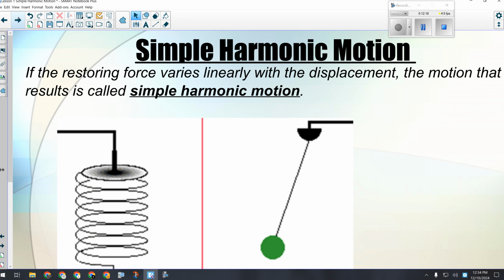All right, so for true simple harmonic motion to occur, the restoring force has to vary linearly with displacement. And that displacement is measured from equilibrium. So the further from equilibrium you get, the harder that restoring force pushes or pulls.